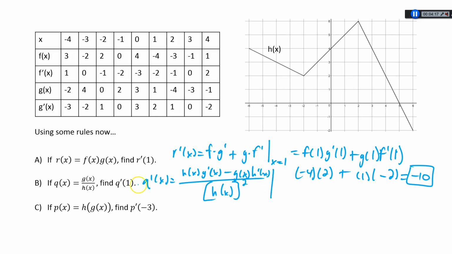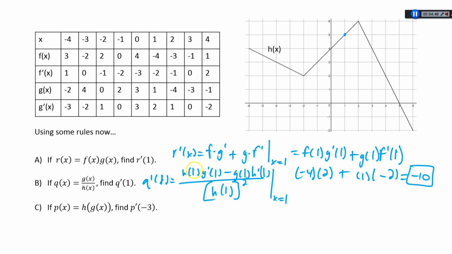Now we're going to evaluate that where? It looks like at 1 again. So h of 1, ooh, we've got a graph. h of 1 is 5. I'm just going to replace all these x's with 1 so we can see that's what we're doing. So 1 here, 1 here, 1 here, 1 here. And this is q prime of 1 then. And then a 1 here. Just saving some space here.